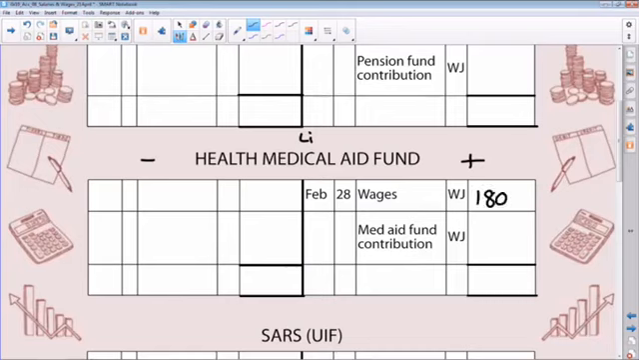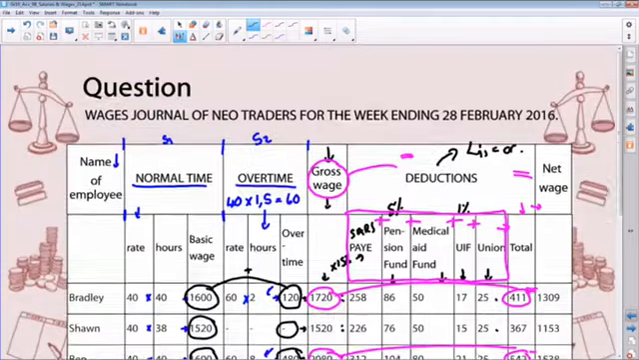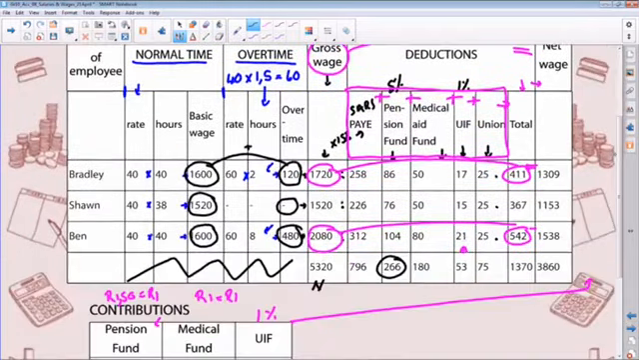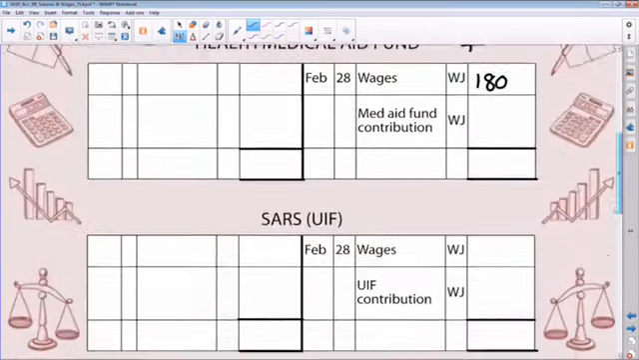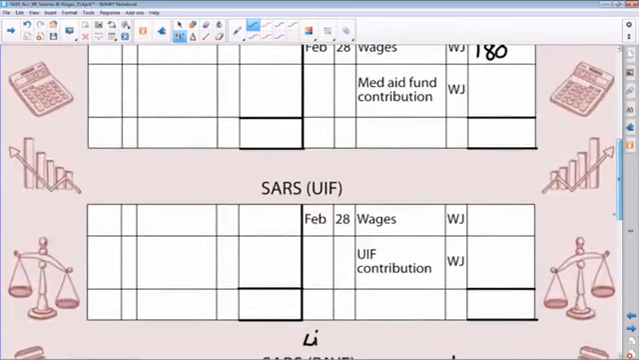Now, let's quickly go and do the next two. Let's do it together and save a bit of time. What's my next two? My UIF, also a liability. And then your union, also a liability. 53 and 75. So where will I place it? I know you know. You'll go to your SARS UIF. You'll take it to the credit side. On the SARS UIF, your contra account, again, wages, 53. And let's see.